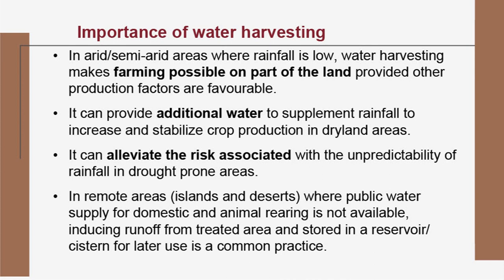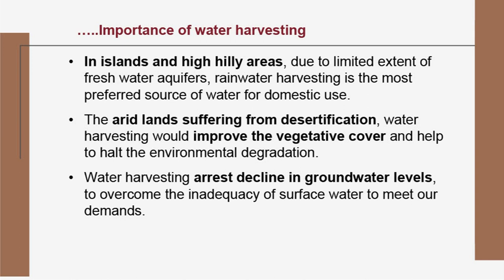In remote areas like islands and deserts, where public water supply for domestic use and animal rearing is not available, inducing runoff from a treated area and storing it in a reservoir or cistern for later use in a common place is a common practice. In islands and high hilly areas, due to the limited extent of freshwater aquifers, rainwater harvesting is the most preferred source of water for domestic use. In arid lands suffering from desertification, water harvesting would improve the vegetative cover and help to halt environmental degradation. Water harvesting arrests decline in groundwater level. So overall, you can see there are several benefits of water harvesting.